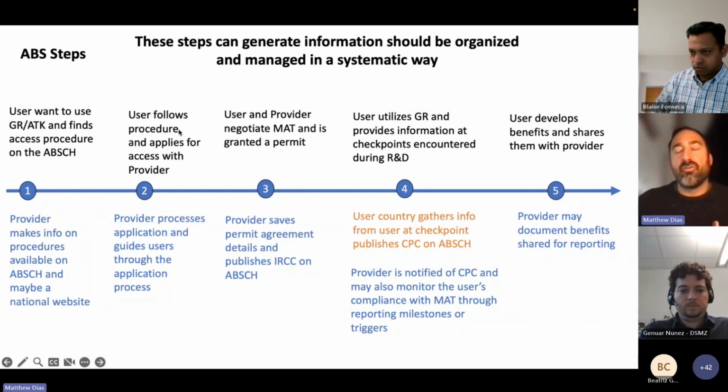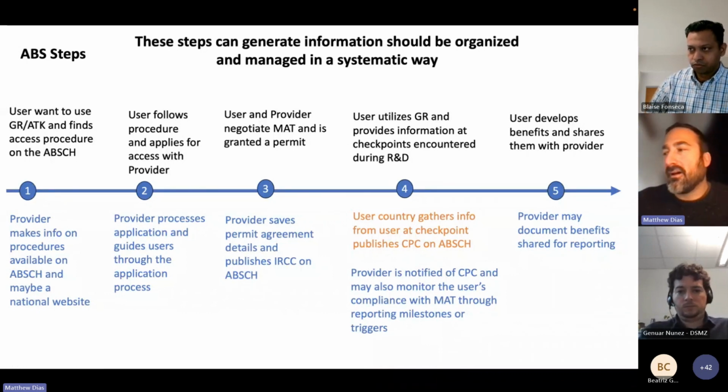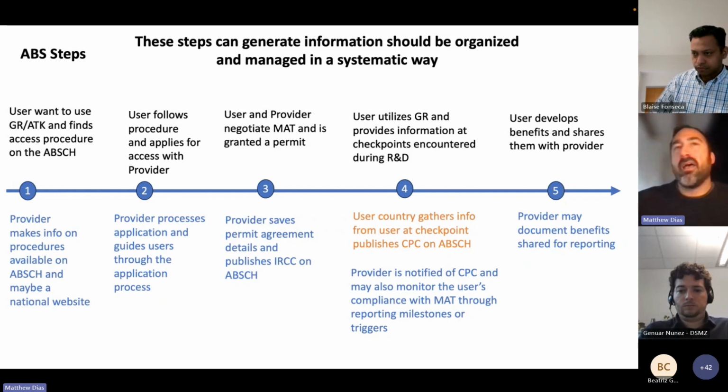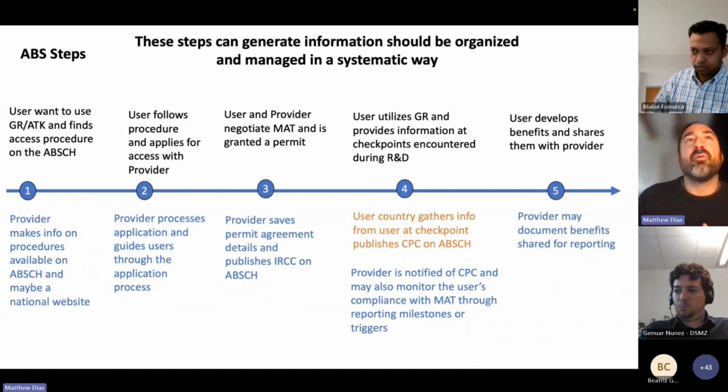I also wanted to go through where there could be more interactions between the ABS Clearinghouse and these national systems, because in the process of a user getting access and then utilizing a genetic resource, there's a number of steps that happen. There's a number of steps for the user, and a number of steps for the provider country, that they have to deal with in the exchange of information. They have to manage information, and it makes it easier if this information is managed in a systematic way.